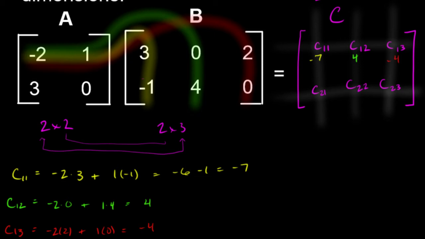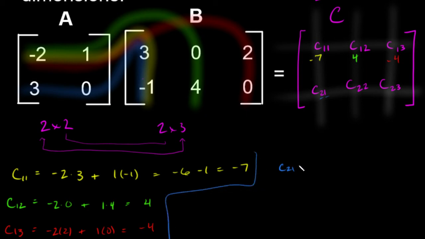So I'll do this next one in blue. C21 uses row 2, column 1. And that looks like this. Row 2, column 1. And so that's going to be C21 is 3 times 3 plus 0 times -1, excuse me. Sorry about that. 0 times -1. My hand covers up stuff. All right, and so that's going to give you 9. So this entry is 9.